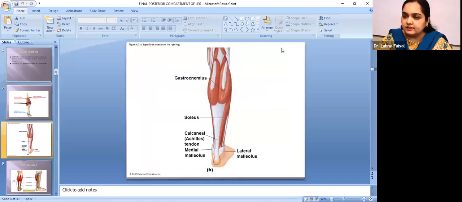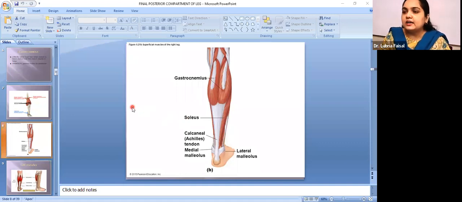I'm repeating again, this is another slide showing the origin and insertion of the most superficial group of muscles present in the posterior compartment, the gastrocnemius. Look at these two heads, the medial head and the lateral. Here is the muscle belly. Later on, it narrows down to form the tendon, and that tendon is inserted on the calcaneum. This is called the calcaneal tendon or the Achilles tendon.